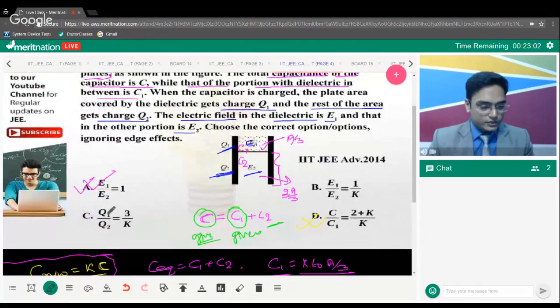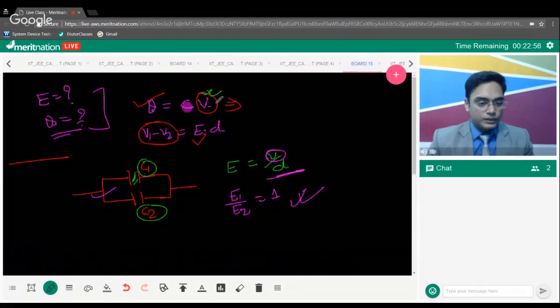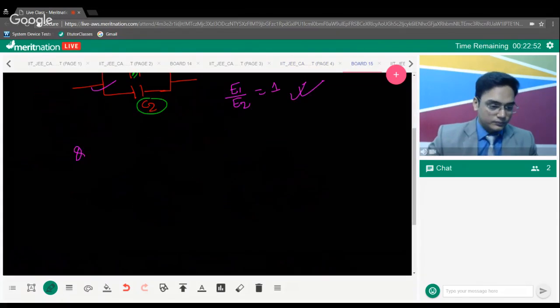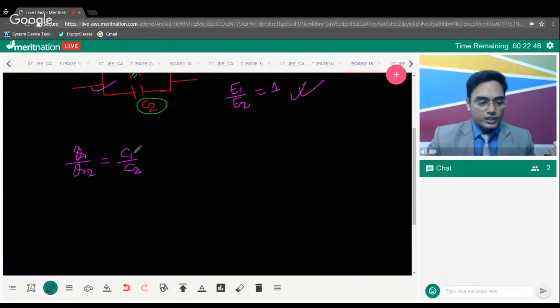Now moving next, C option. In C, Q1 by Q2 is equal to 3 by K. We have to check. Again, we can use the relation Q equal to CV. V remains the same. So basically Q1 by Q2 is equal to C1 by C2 because V is the same. If you want, you can write V and V gets cancelled out.